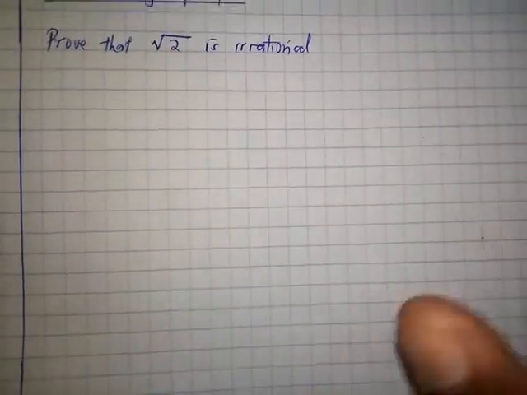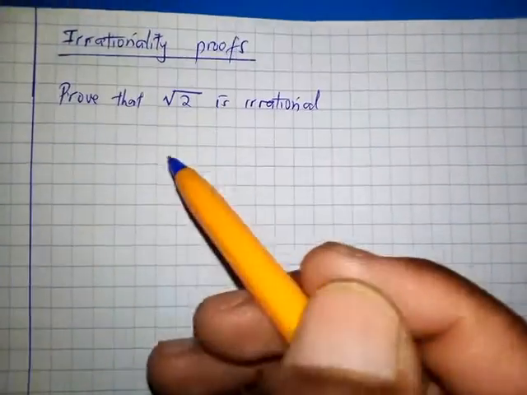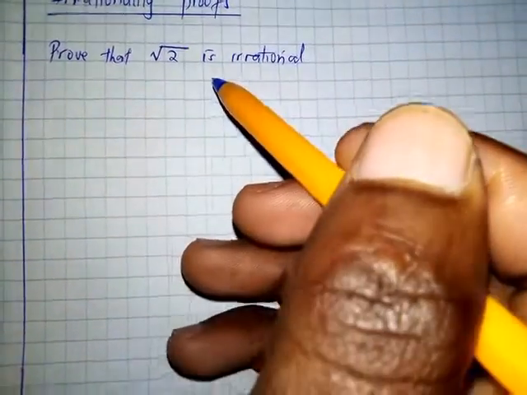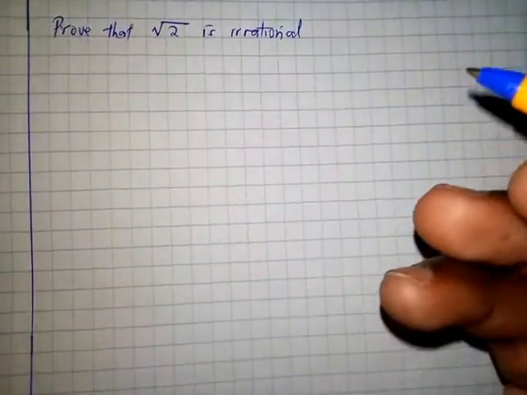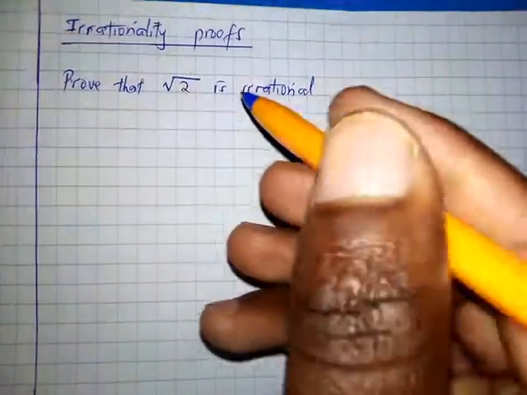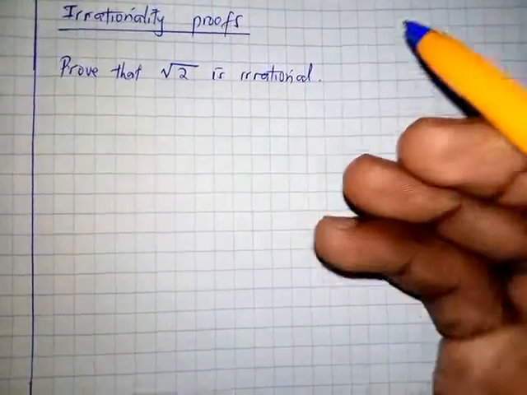This is Filipino explaining. In this video we are going to look at irrationality proofs, and we have here a problem. Prove that the square root of 2 is irrational.